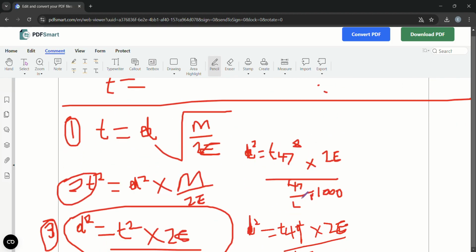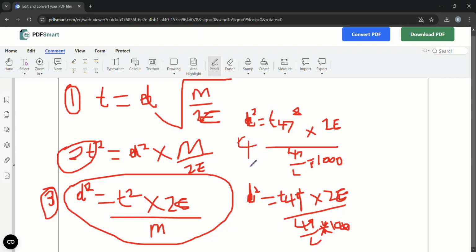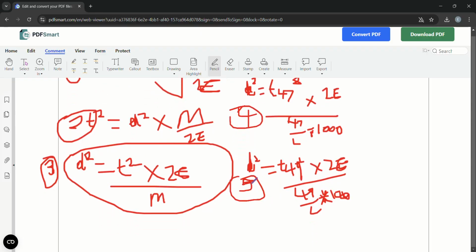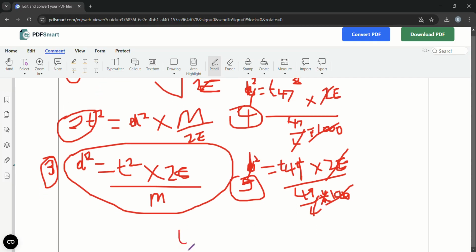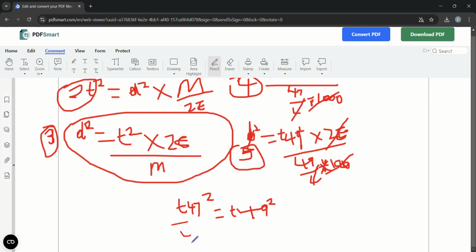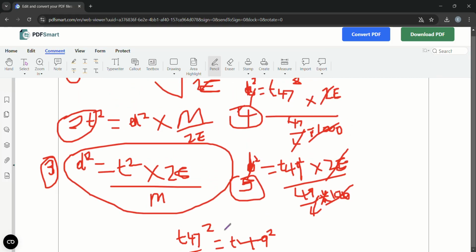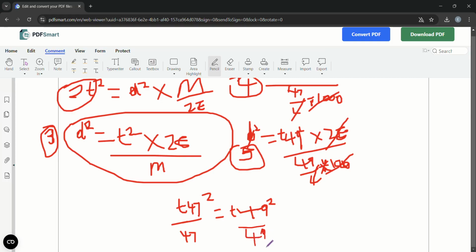And we know the distance is the same, so these two equations are equal to each other. Because they are equal, the divided by 1000 goes, the 2E goes, and the L goes. So we're left with T47 squared over 47 equal to T49 squared over 49.